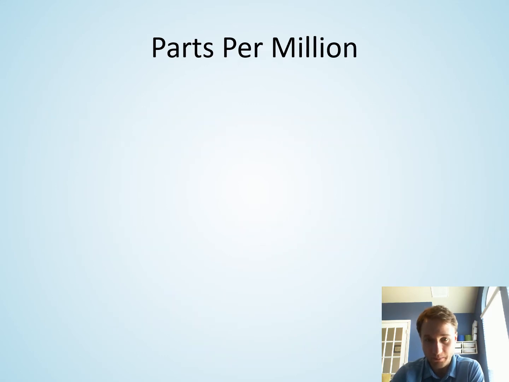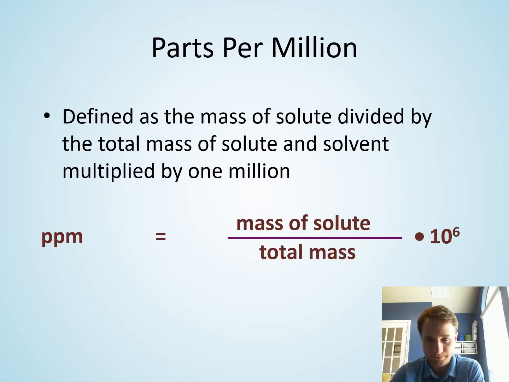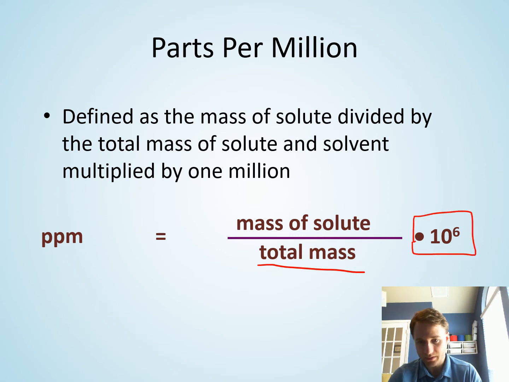We then talk about parts per million, often abbreviated as ppm. This is essentially the same type of thing as the mass percent, where I'm taking the mass of my solute and dividing it by the total mass of my solution. But instead of multiplying by 100, we multiply it by 1,000,000. And that's why it's called parts per million. So it's a mass percentage, but it's multiplied by 1,000,000.